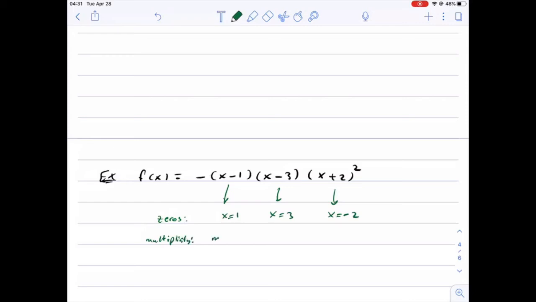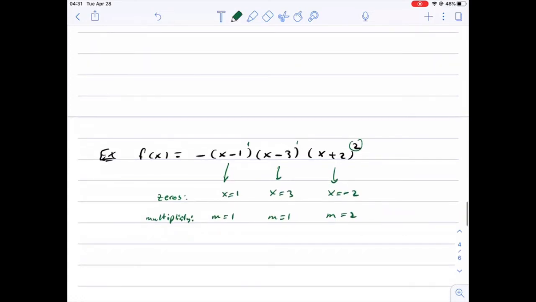I mean m equals 1 here, m equals 1 here because the powers are 1. Here the multiplicity is 2 at x equals -2. And then we can determine the y-intercept.